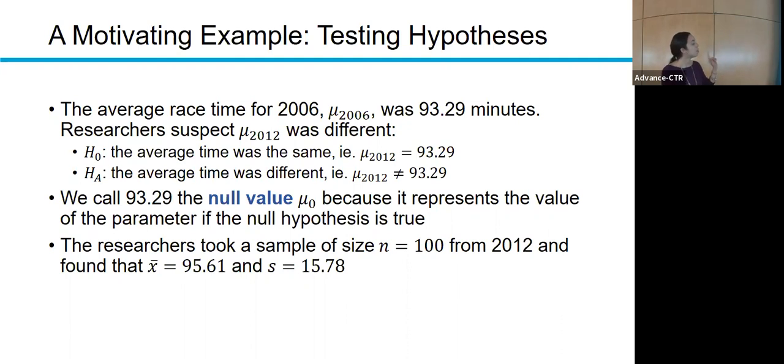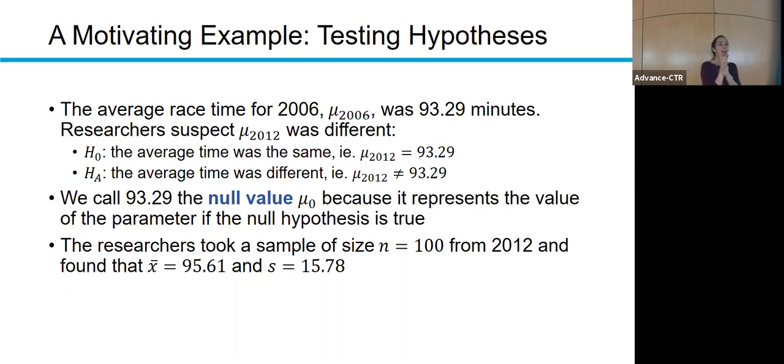So when they found the mean, notice that the average time is 95.61. And if we compare it to the null value, or the average time in 2006, we can tell that they're different. But again, there's this idea of how different is different enough. Because the value that they computed, this X bar, which is 95.61, is based on a random sample. So that is not the true 2012 average race time. That's just based on a sample.